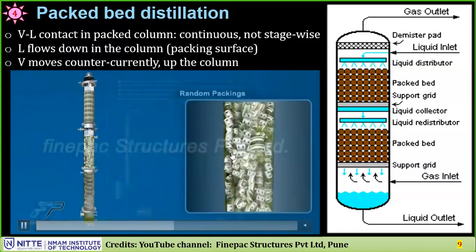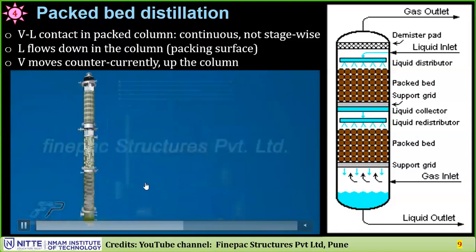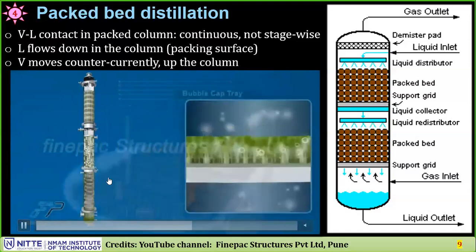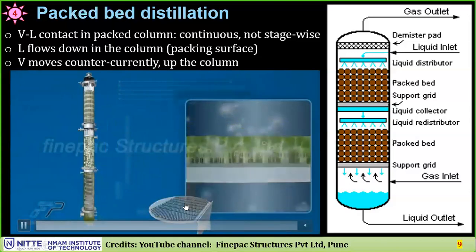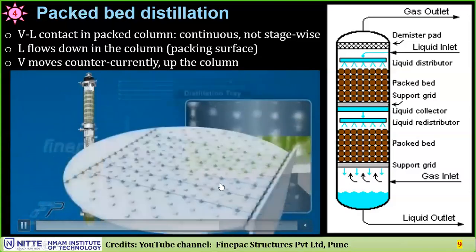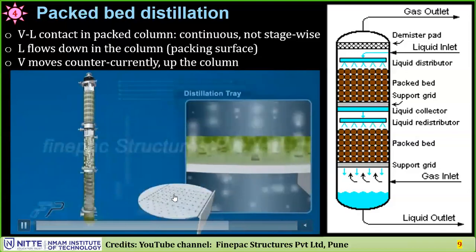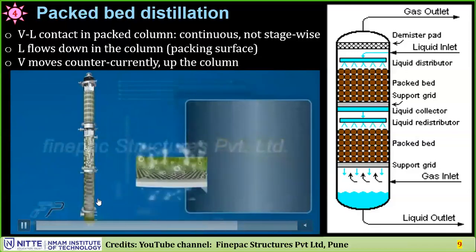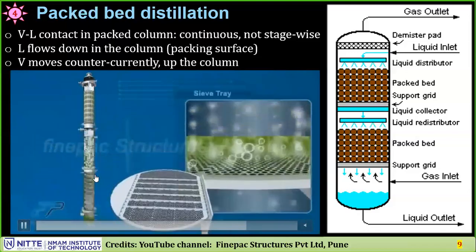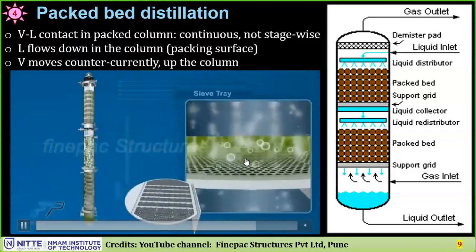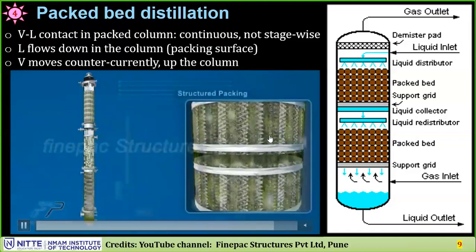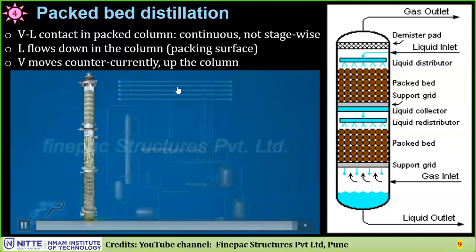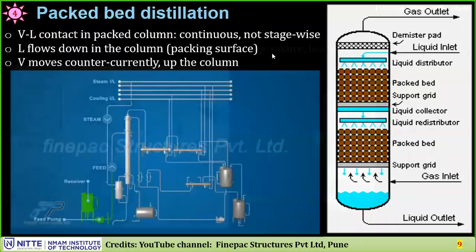This is called random packing. The packing materials are randomly packed, and there are different types of plates. This is the bubble cap, valve and sieve plate also. They are showing the sieve plate. Yes, sieve plate. So three different types they have shown. This is how it works. This is the plated column, random packing, and this is structured packing, which we'll see in the next slide. This is called structured packing. So different types of packing materials are present.